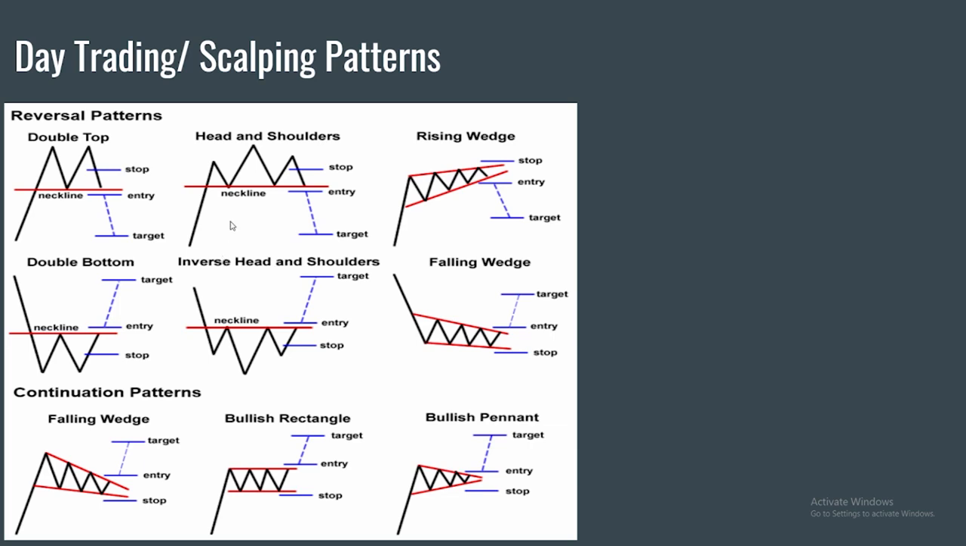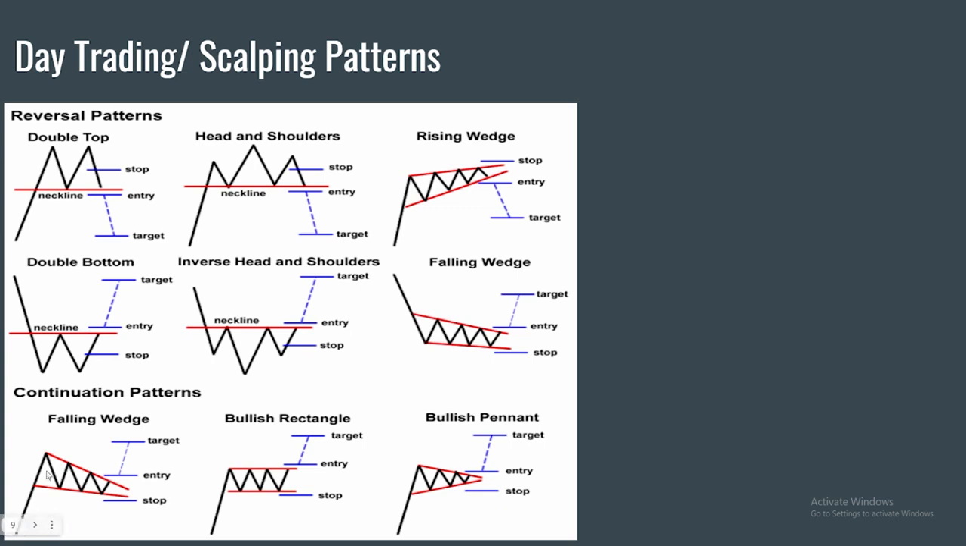Inverse head and shoulders, same thing as head and shoulders, except it's the inverse way. Boom, you get the head, you get the shoulder, head, shoulder, boom, and you break out of this resistance area, which they call the neckline, and you break out of the resistance and take the position. Falling wedge is the same thing as a rising wedge, except the exact opposite, in the sense that it is in a wedge that's getting squeezed and it is downtrending. But once we break out of this wedge and break out to the upside, this is when you take a position.